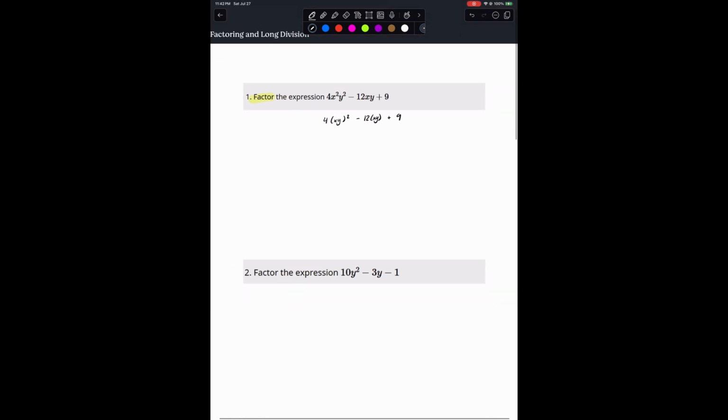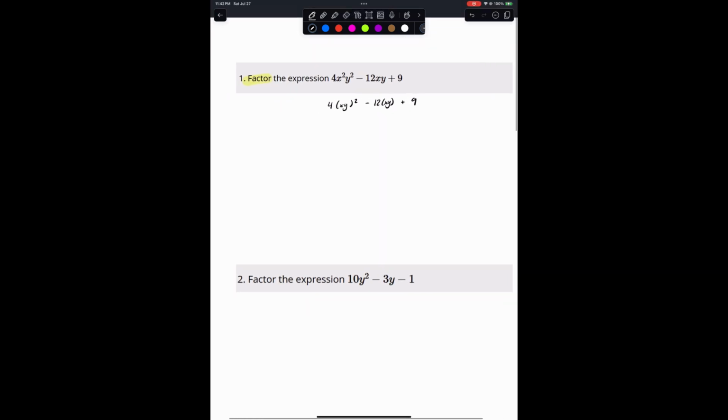It looks like a quadratic, so I'm going to use a little substitution. I'm going to make a variable z and make it equal to xy. So z squared is just xy squared.